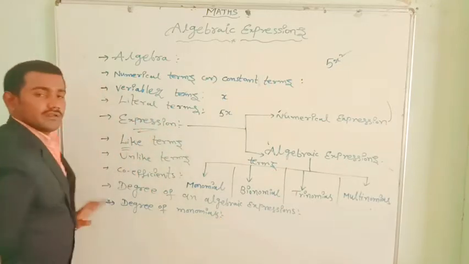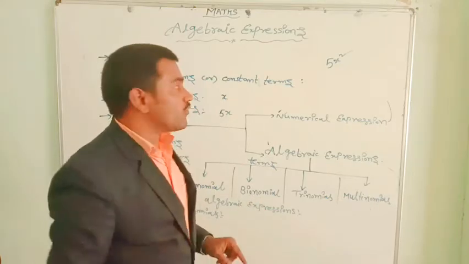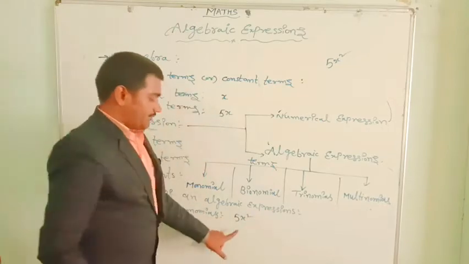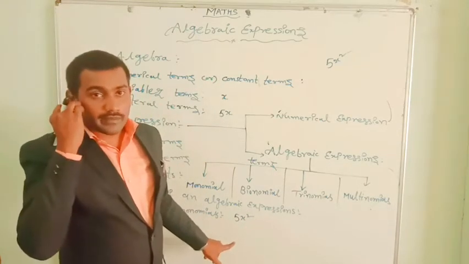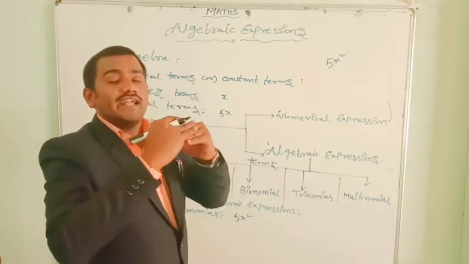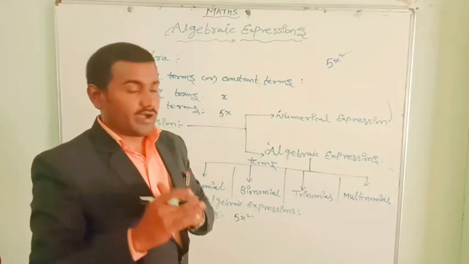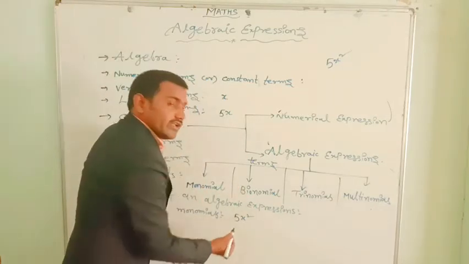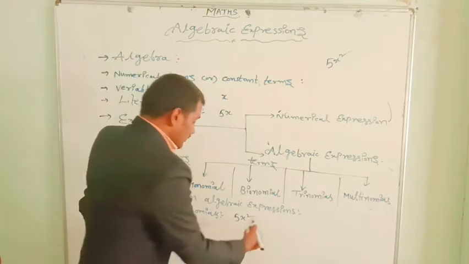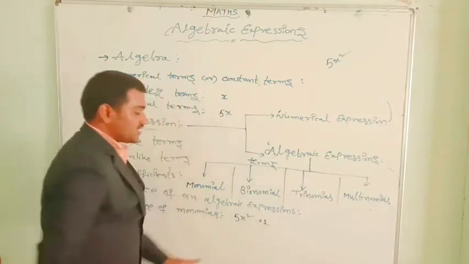What is the degree of a monomial? Suppose here is 5x square. What is the degree of this monomial? The sum of the exponents of the variables in a term is known as the degree of the monomial. Here we have only one exponent. The exponent of this variable is the degree of this monomial. So 2 is the degree of this monomial.